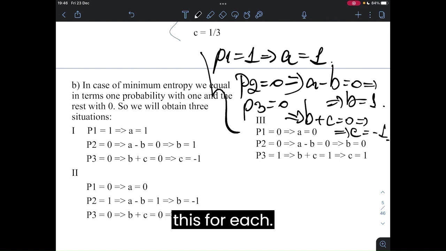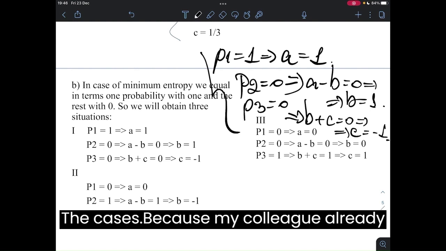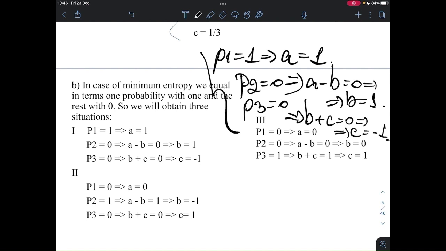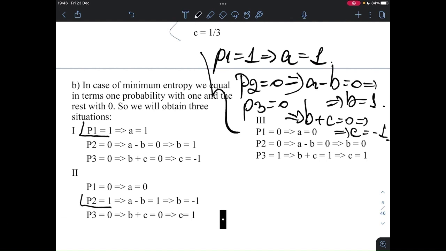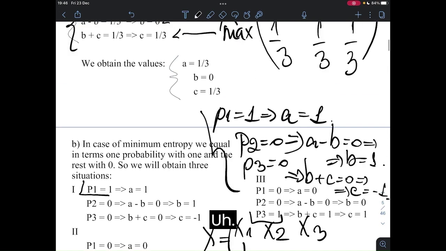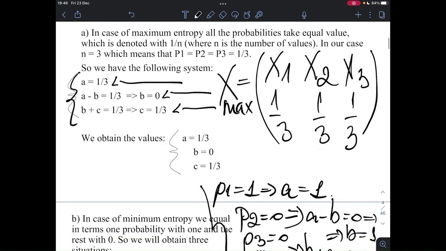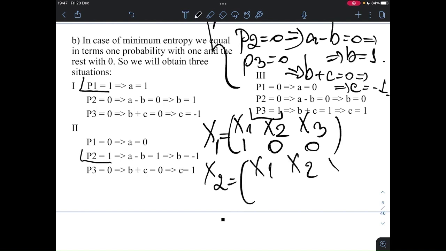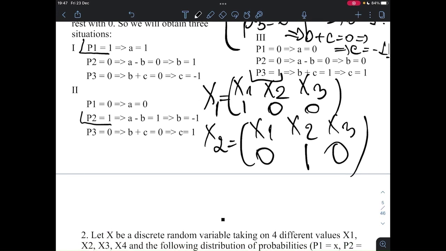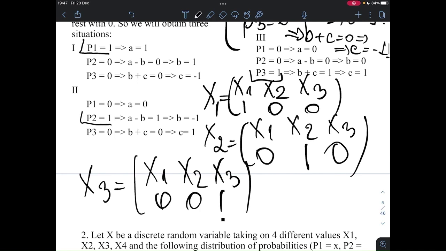I will not write this for each of the cases, because my colleague already did, but this is the main idea. We equal each probability with 1 in three different cases. And the number of cases depends on the number of variables as well. So we have p1 equals 1, p2 equals 1, and p3 equals 1. And at the end, we write the solution as x1, x2, x3 as 1, 0, 0; 0, 1, 0; and 0, 0, 1, sorry.